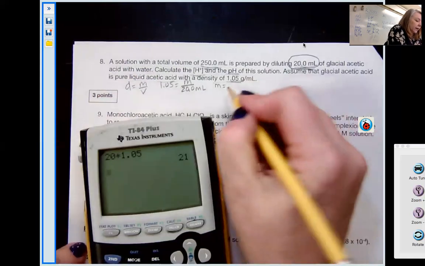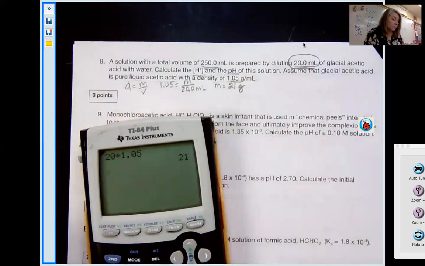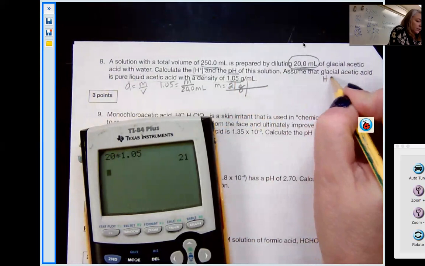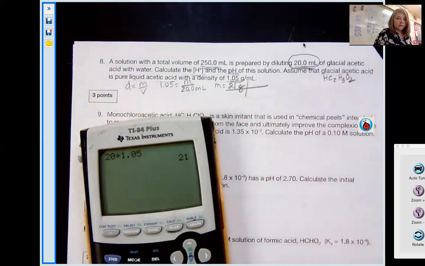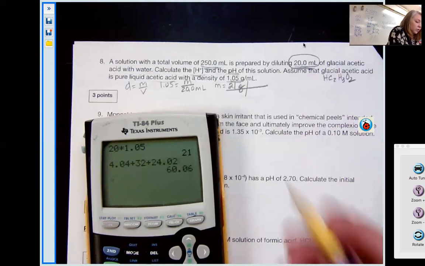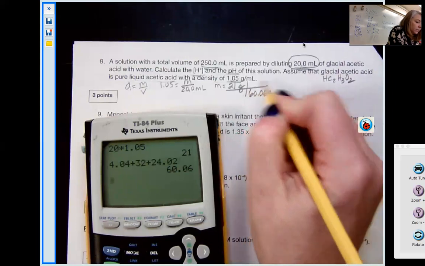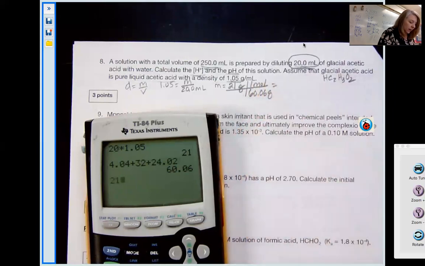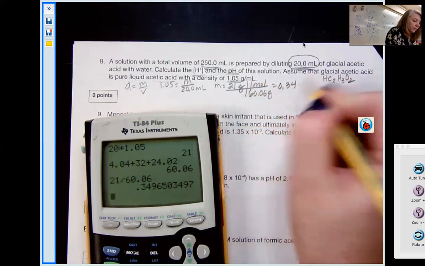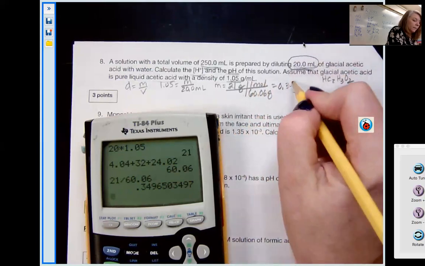So 21 grams. And we can't keep that in grams. We've got to change that to moles. So let's real quickly change that to moles. Acetic acid is HC2H3O2. So I'm going to get a real quick molar mass for that. I've got 4 hydrogens, so 4.04, plus 2 oxygens, which would be 32, and 2 carbons, so 24.02. So the molar mass should be 60.06 grams in 1 mole. Okay, and so 21 divided by 60.06 gives us 0.34, I'm going to call that 0.350 moles.